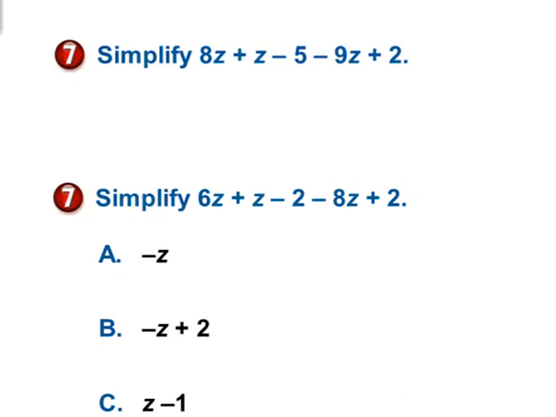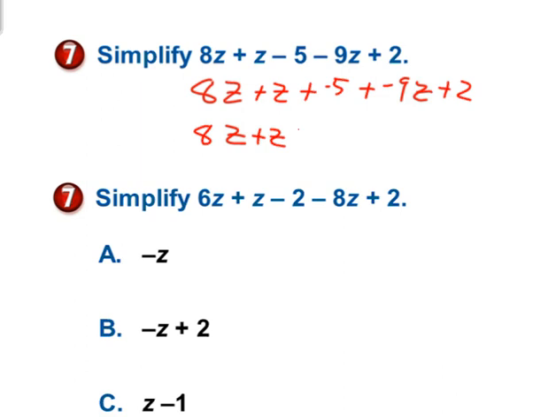And now, simplify this. First thing I'm going to do is change all the subtractions into additions. So I'm going to say 8z plus z plus a negative 5 plus a negative 9z plus 2. Same expression I just went through, and that was by the definition of subtraction. Now I'm going to collect the like terms and the constants. So I've got 8z plus z plus a negative 9z. Those are all like terms, plus a negative 5 plus 2.